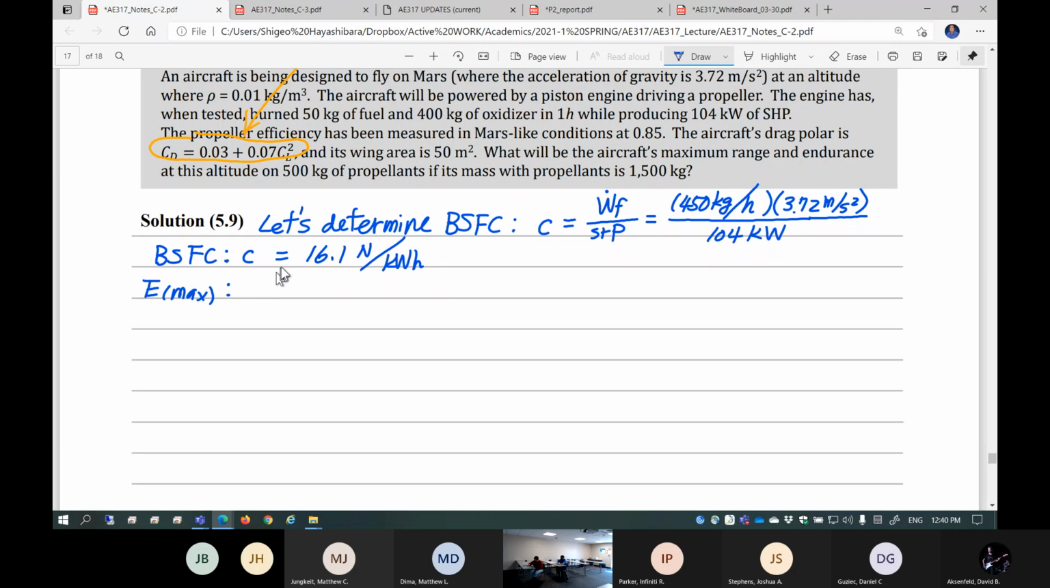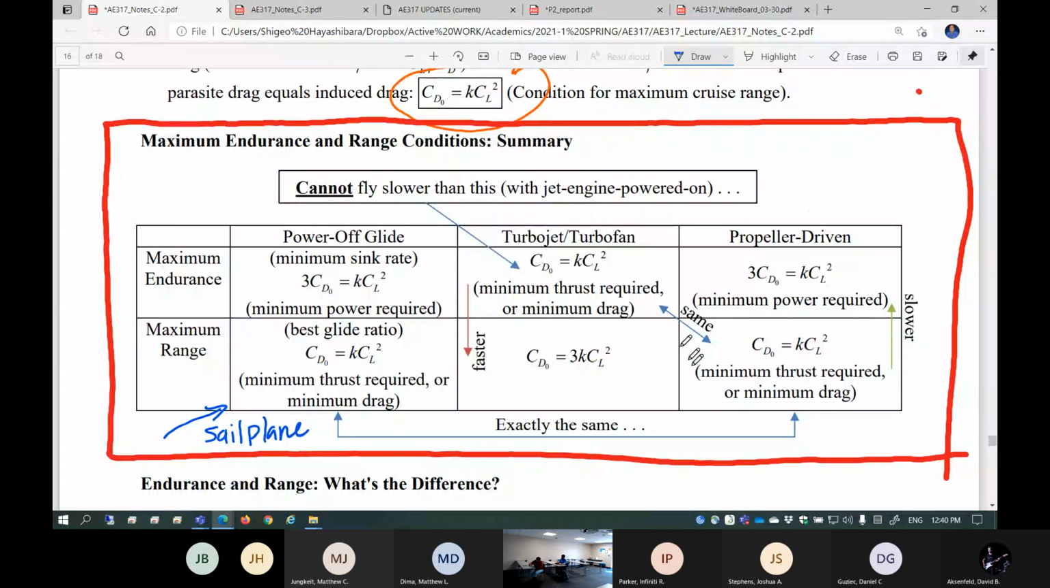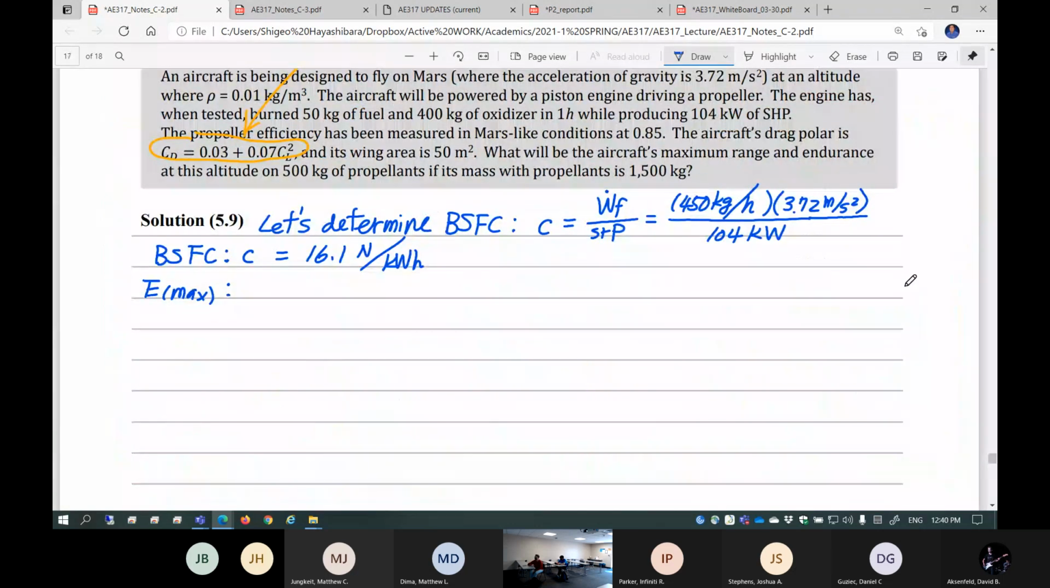Condition for endurance maximum. This is the propeller airplane, different from turbojet type. You should probably go back to this summary sheet. Here we go. So you're talking about a propeller-driven airplane. What is the maximum endurance condition? Minimum power required point: 3 CD0 is equal to K CL squared. So you're going to pick up this condition for a propeller-driven airplane.